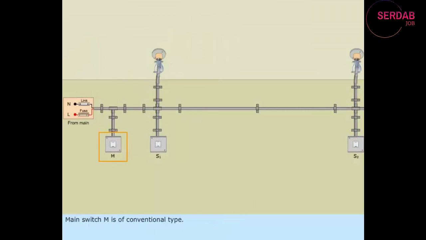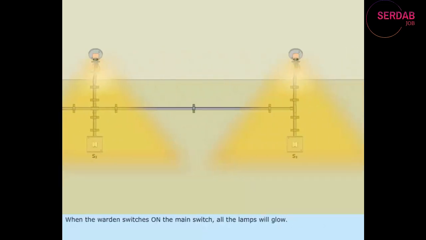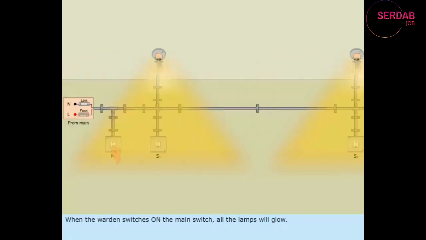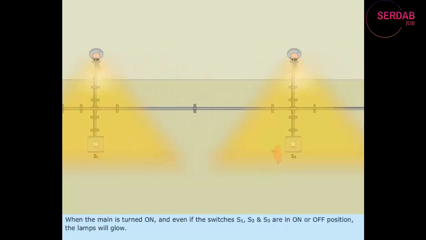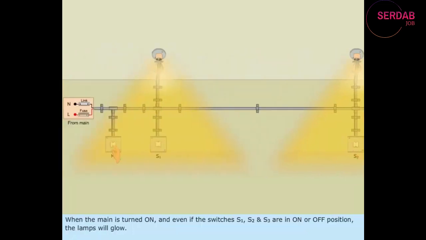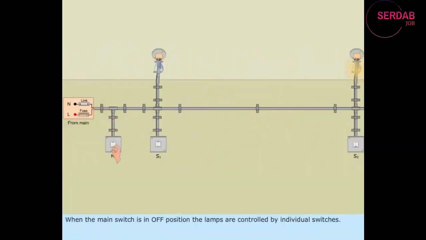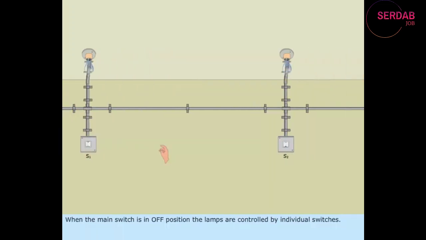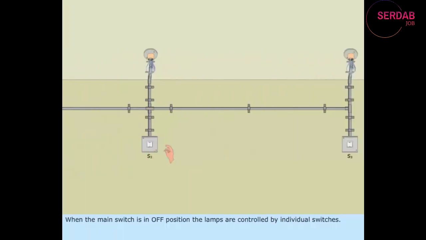Main switch M is of conventional type. The other switches used in the circuit are single pole double throw, SPDT, switches. When the warden switches on the main switch, all the lamps will glow. When the main is turned on, even if the switches S1, S2, and S3 are in on or off position, the lamps will glow. When the main switch is in off position, the lamps are controlled by individual switches.